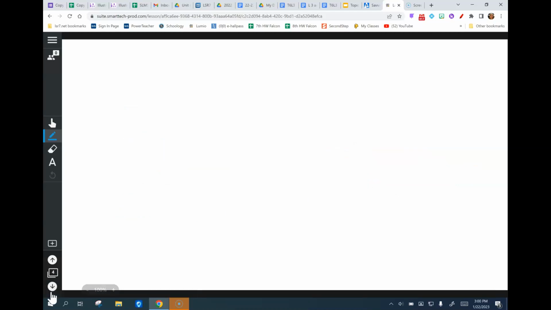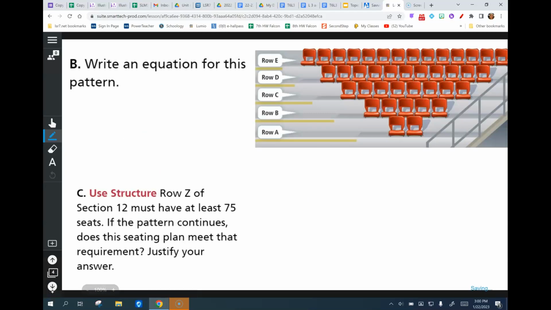Let's go back to that original problem now. Write an equation for this pattern. So we could do it recursively, and that would be a sub 1 is equal to 2, and a sub n is equal to a sub n minus 1. And what did we say happened every time? That's right, we added 3. So we could write that equation. But see what it's asking for. It says row Z of section 12 must have at least 75 seats. They want us to go all the way to row Z. Do you really want to count up all those? We only have 5. So that's where the explicit formula is awesome.